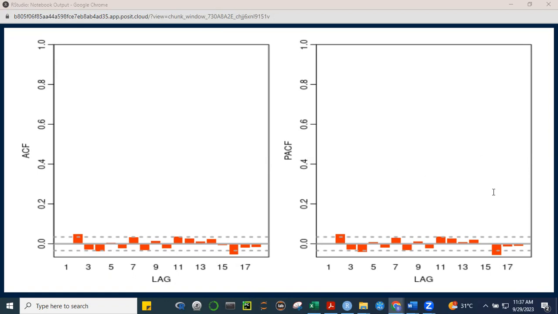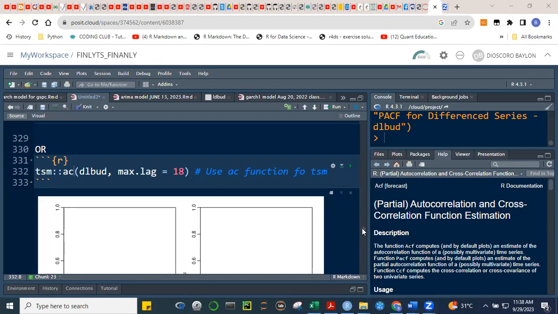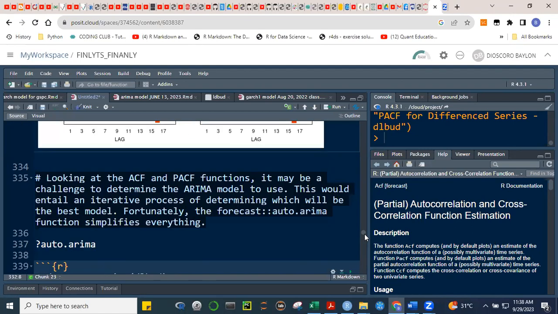Okay, so that's why sometimes, as I said, during our times, this was really quite difficult. Kasi medyo magiging magaling ka dapat sa pag-determine, no? That's why it was always really an iterative process, trial and error. No? Okay. So sabi ko nga dito, it may be a challenge to determine kung ano yung model na pwede natin gamitin.